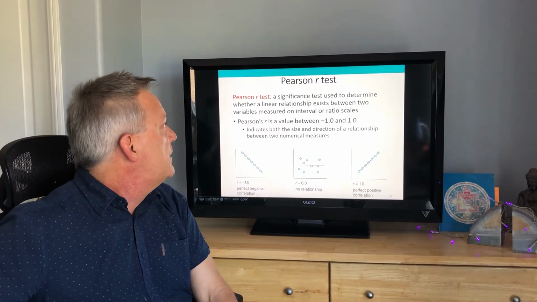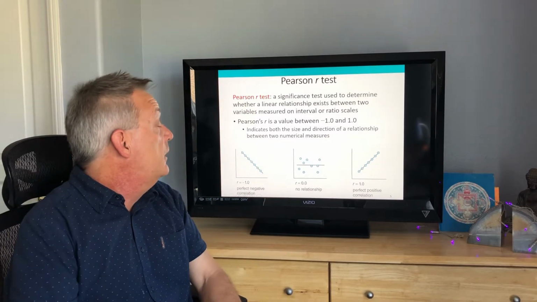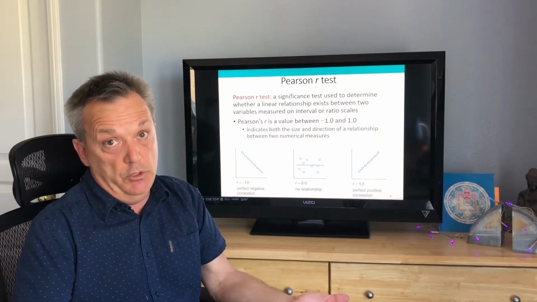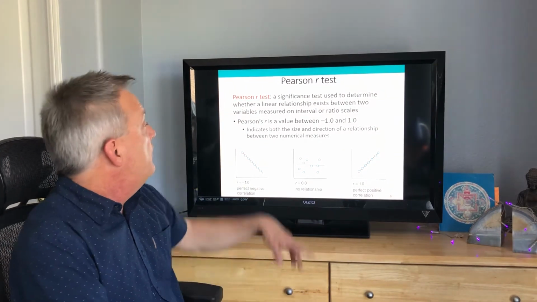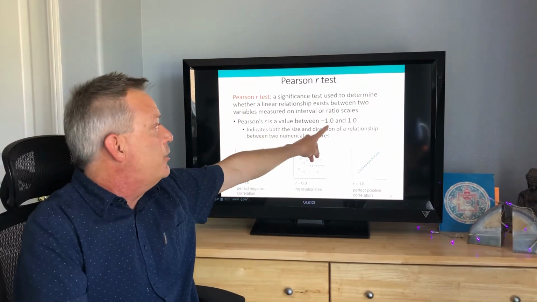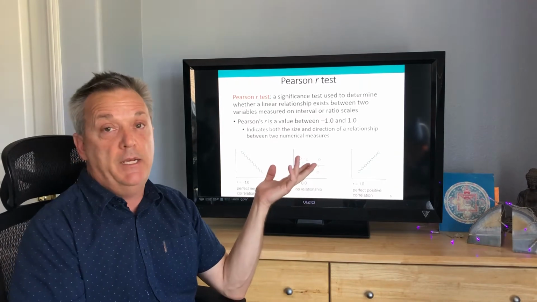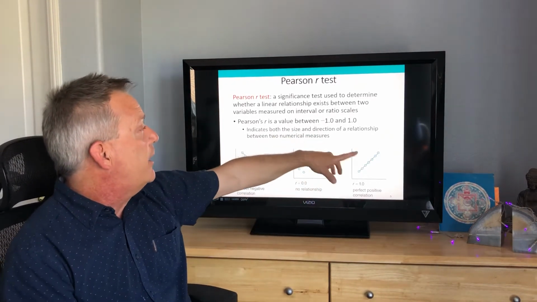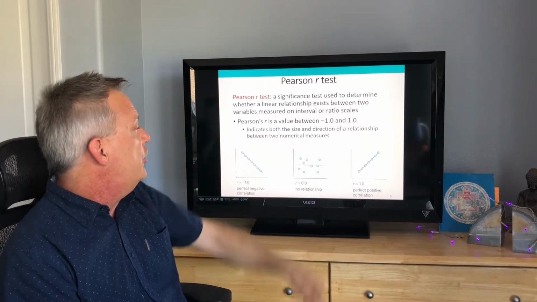The Pearson R test is a significance test used to determine whether a linear relationship exists between two variables measured on interval or ratio scales. The Pearson R is a value essentially between -1 and +1, and it indicates both the size and direction of a relationship between two numerical measures.